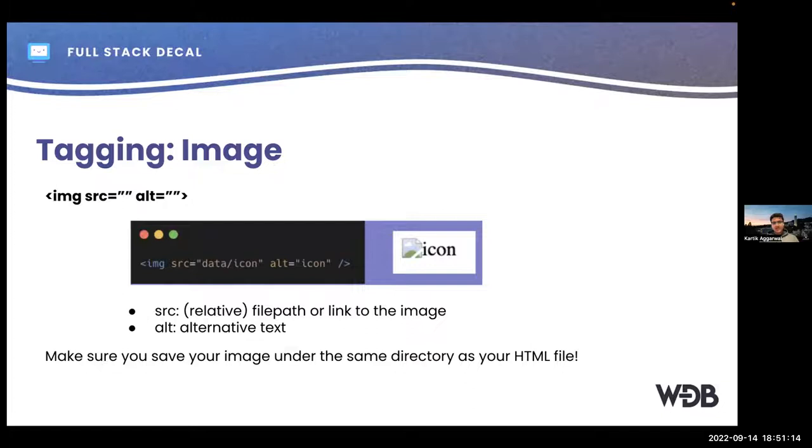So source basically contains the file path to the link of the image, and you need to make sure that the image is under the same directory as your HTML file. Also, the alternative text is the text that will be shown in case the image is not found or there is some form of error and the image is not able to be deployed on the website.